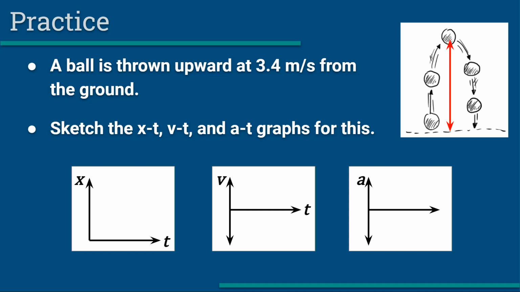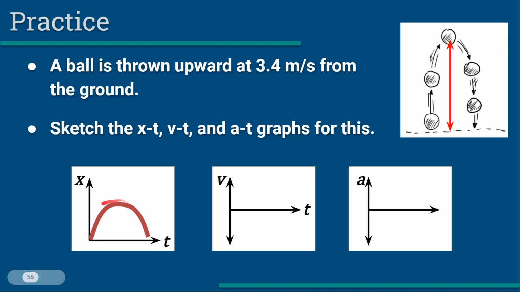You also need to remember those graphs that we did. You're going to see these again too. It says to sketch the xt, vt, and at graphs for this scenario. Again, for my xt graph, I need to start out with an upward motion that's going to slow down. Okay, and then it needs to turn around and speed up in the other direction. It's going to look like this.